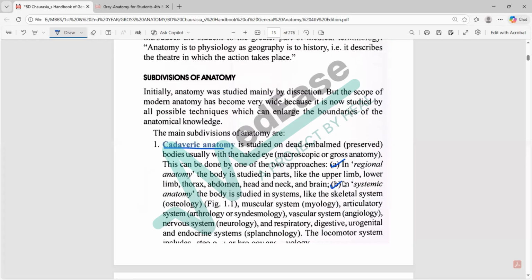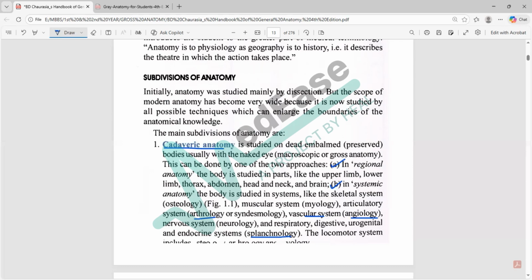Now, when we talk about systemic anatomy, we will be studying lots of terms. Osteology means the study of the skeletal system. The muscular system is known as myology. The articular system is known as arthrology, and the vascular system is angiology. Respiratory, digestive, and urogenital systems are mainly enclosed in the splanchnic cavity, which is why they are known as splanchnology as well.